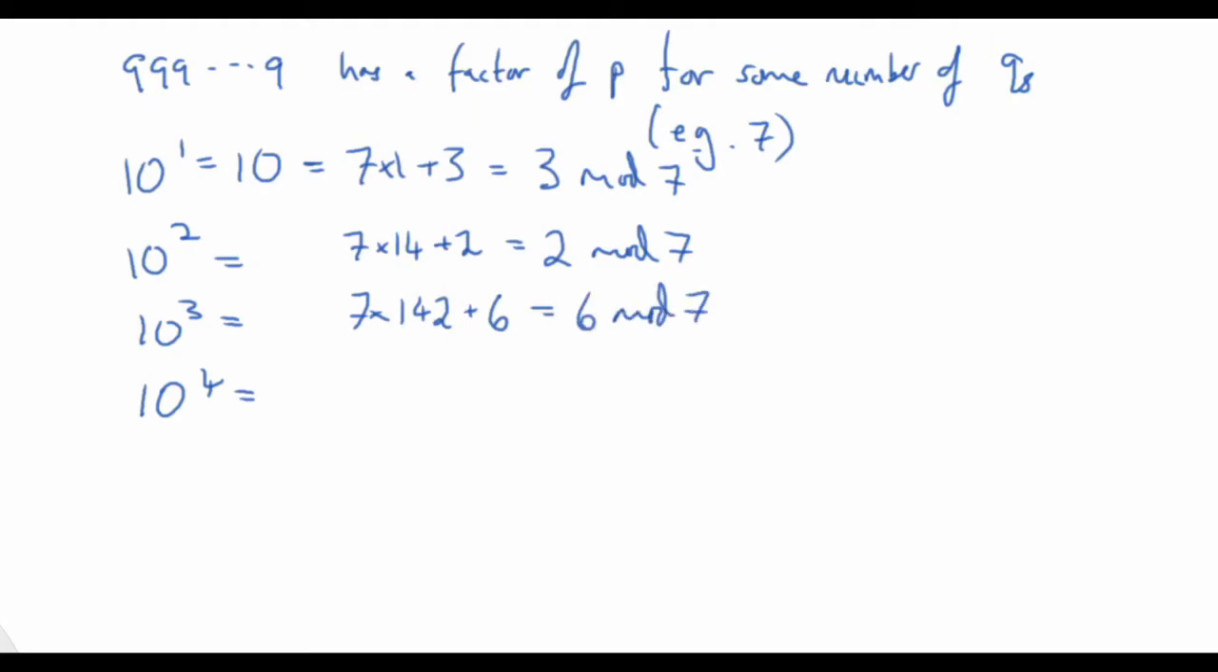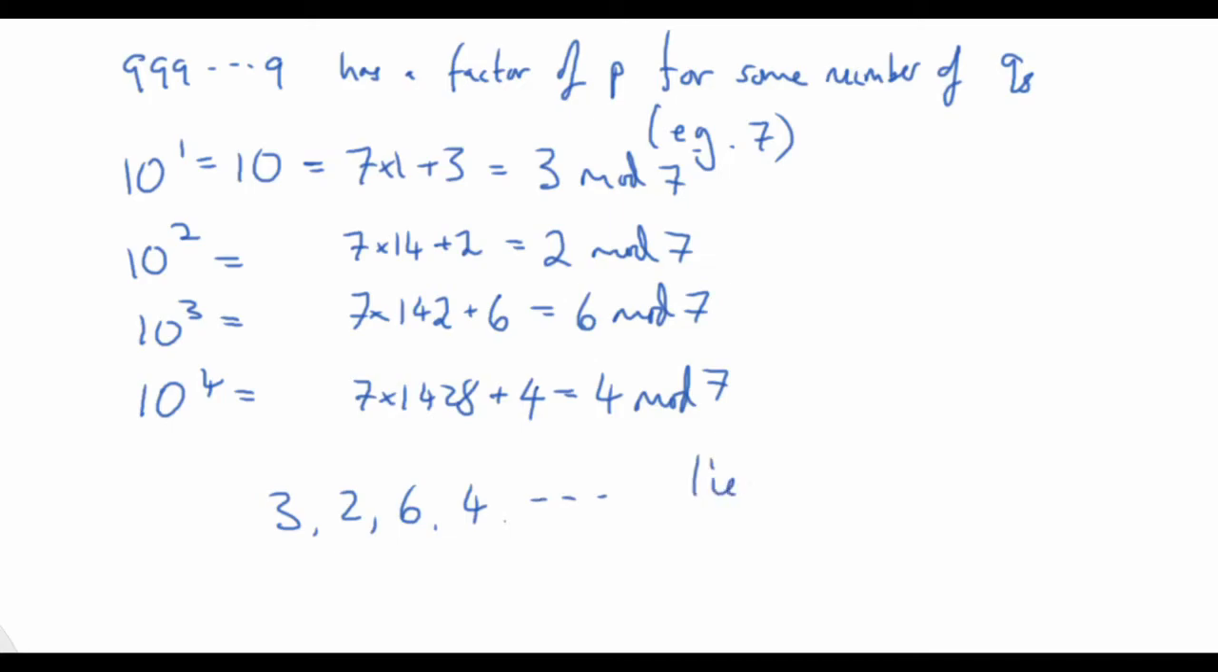142 times 7. 10,000, well, that's 4 more than 9,996, which is 1,428 times 7. Notice those numbers, 124, 1248, those might look familiar, and you can think about why if you would like to. So you see that those remainders we're hitting, 3, 2, 6, 4. So we're just going to keep hitting numbers there between 1 and 6. Notice we can't hit 0, because that would mean that we'd made 7 a factor, and just taking higher and higher powers of 10, you're not going to actually make 7 a factor.